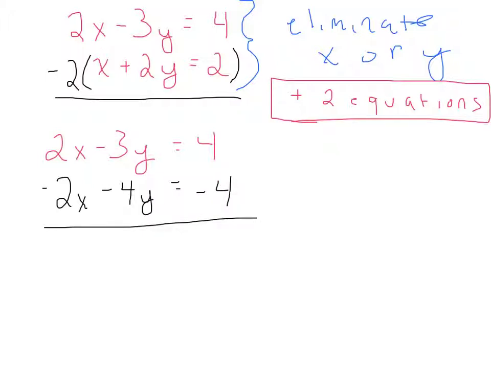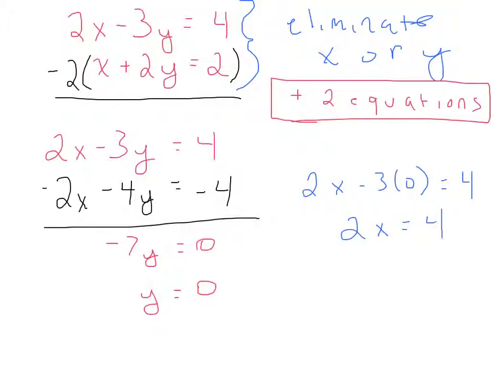So I'm going to add these two equations together. 2x and negative 2x is 0x, so that goes away. Then I have negative 7y equals 0. I'll divide by negative 7, so y equals 0. Now how do I find x? The same as we've always done. I'm going to choose one of my two equations, plug in the 0 for the y, and solve for x. So 2x equals 4, x equals 2, and my solution is (2, 0).